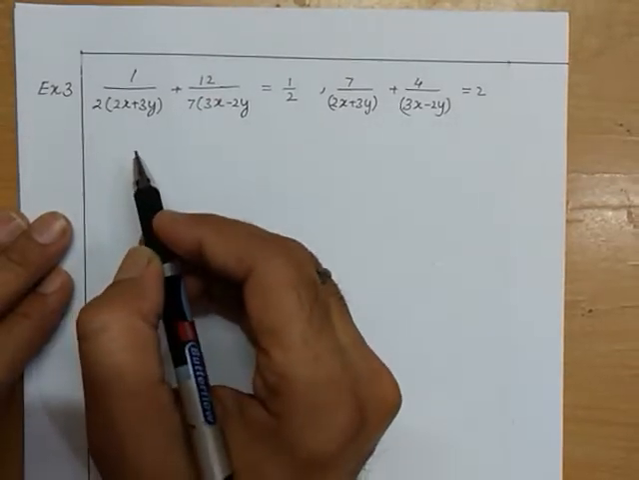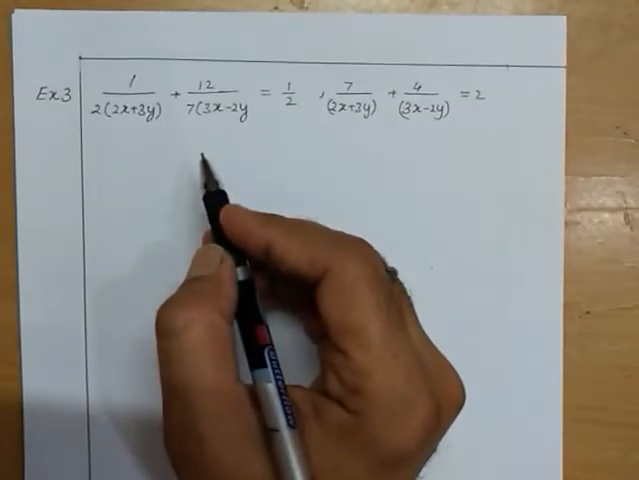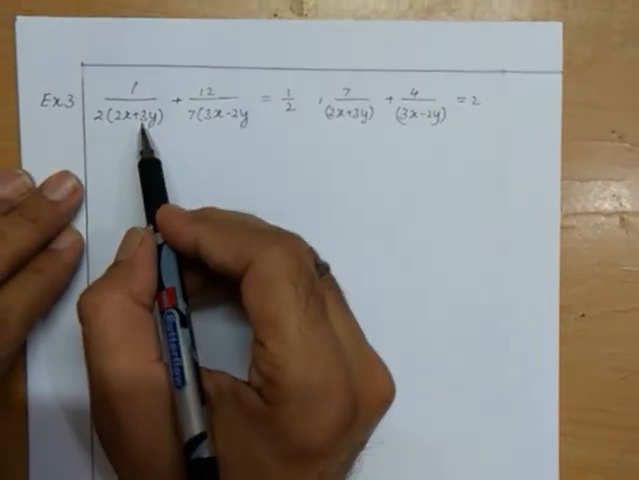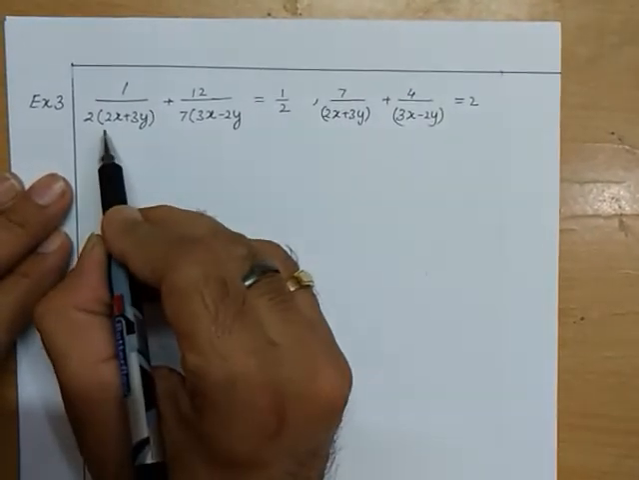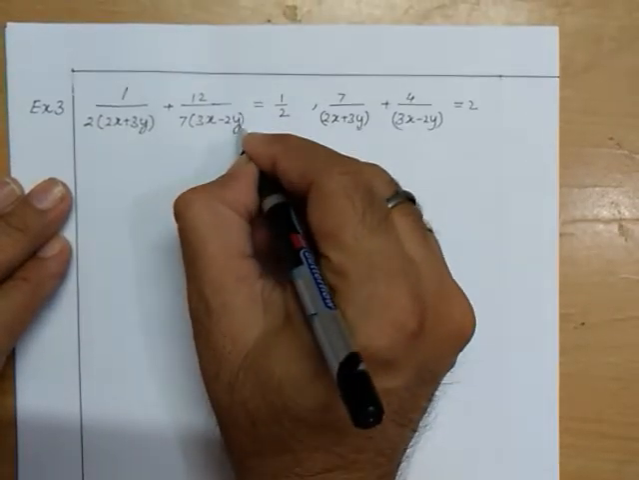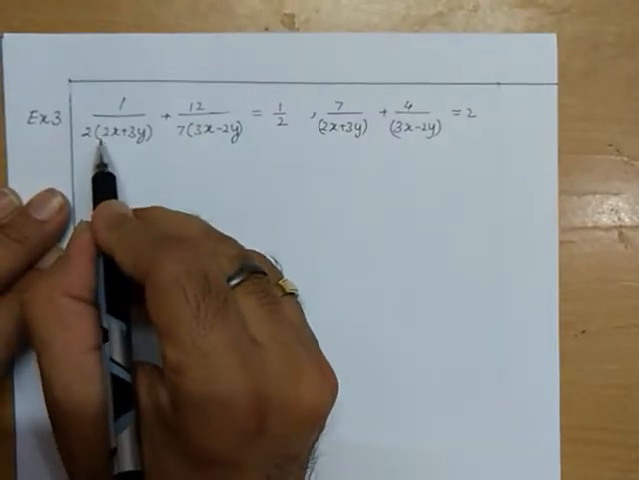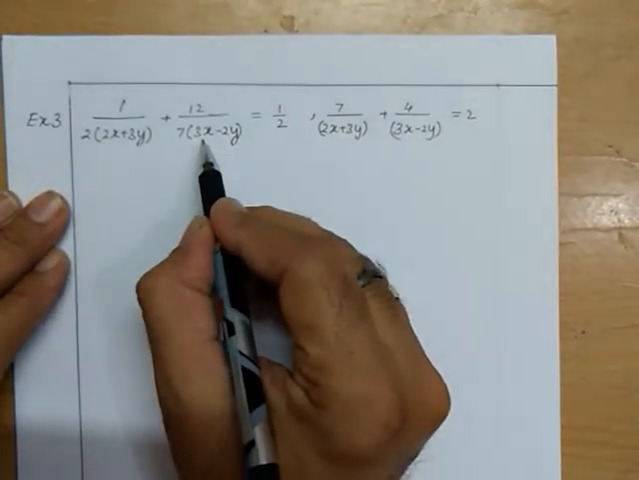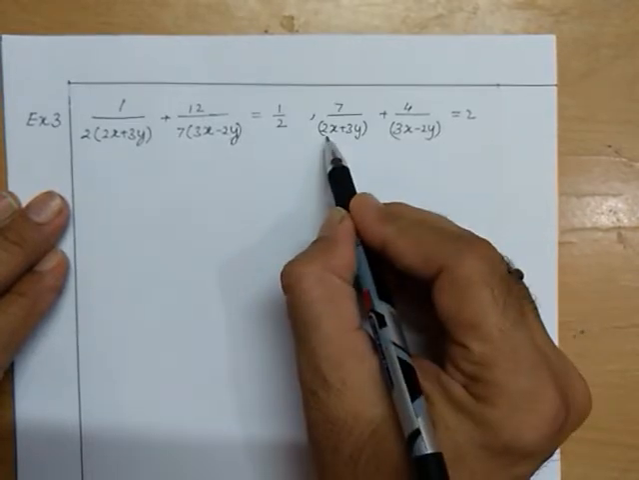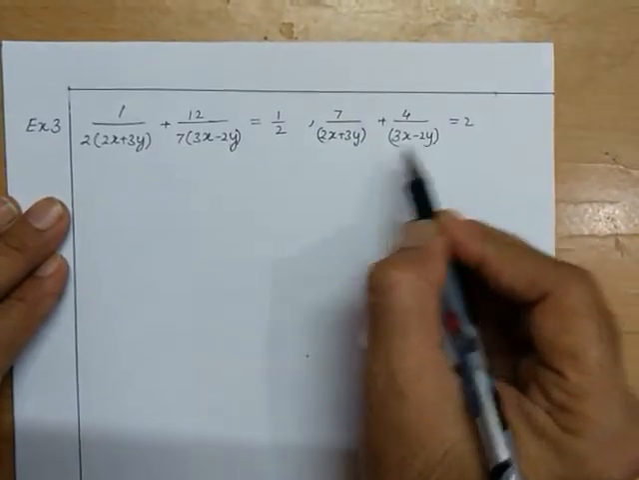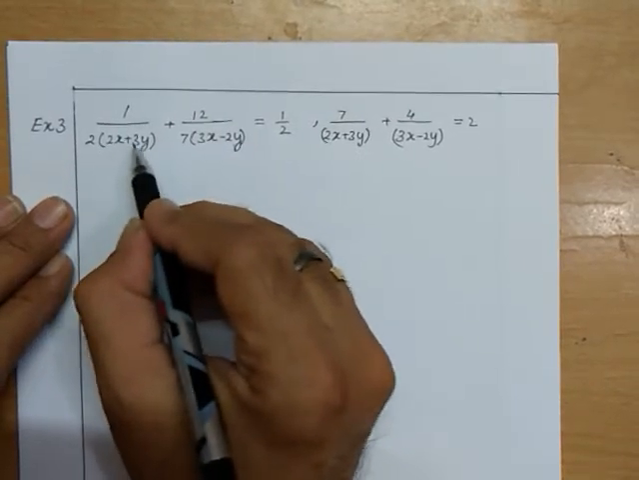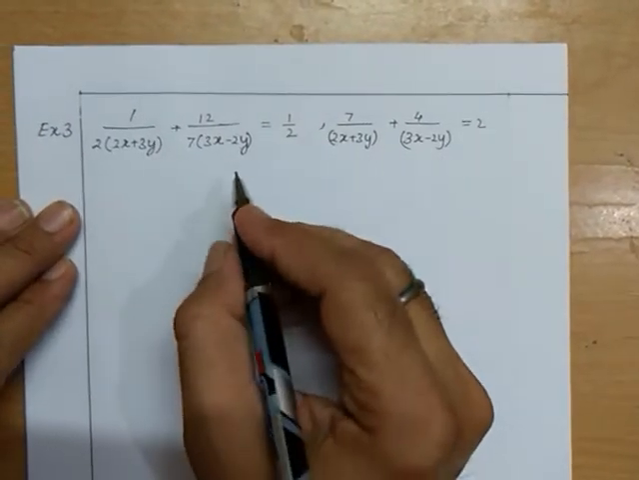Now we take up the third one. In the previous two questions there was a single variable in the denominator. Now here we have a binomial, that is 2x plus 3y and 3x minus 2y, and the second equation also has 2x plus 3y and 3x minus 2y. Now these binomials will be assumed as one variable.